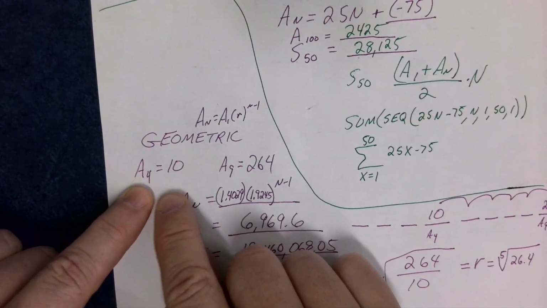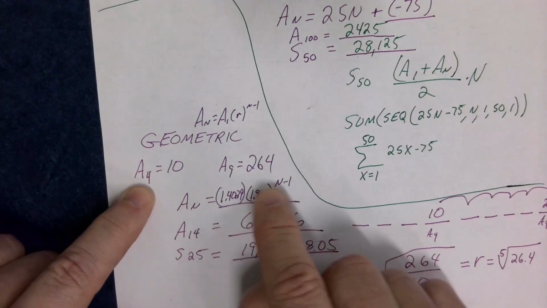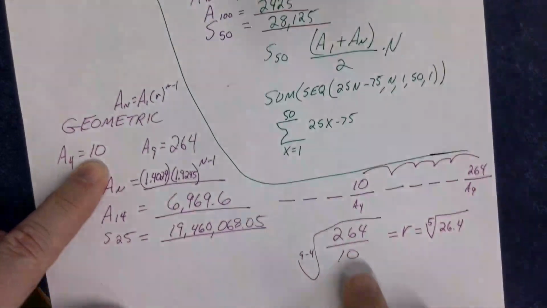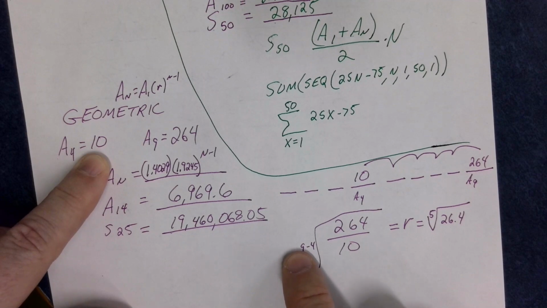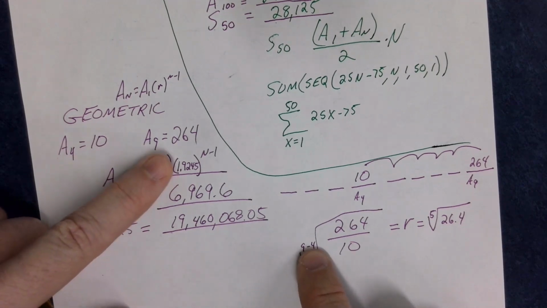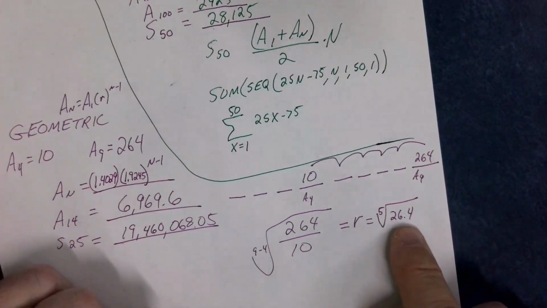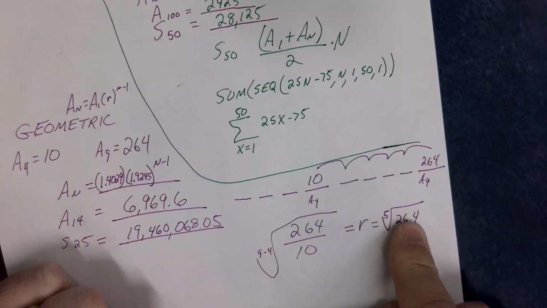When I have geometric, 2 different ones, I find the ratio between these two, 264 over 10, and I take the 5th root, or the nth root, of whatever the term numbers are. So 9 minus 4, 9th term minus 4th term, that's 5. 5th root of 26.4. I like to store that answer in there to find out what my rate is.